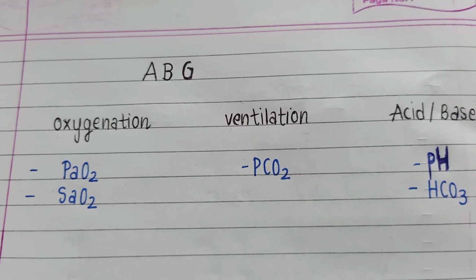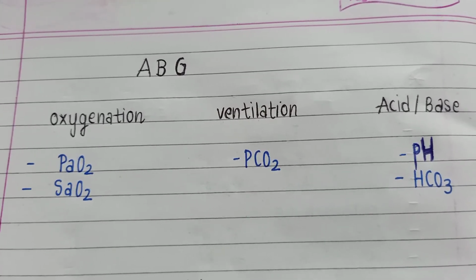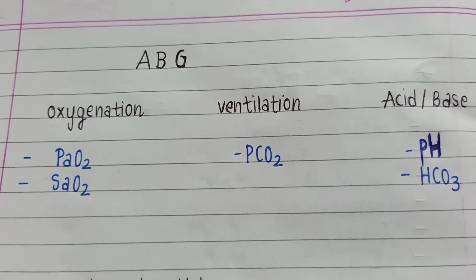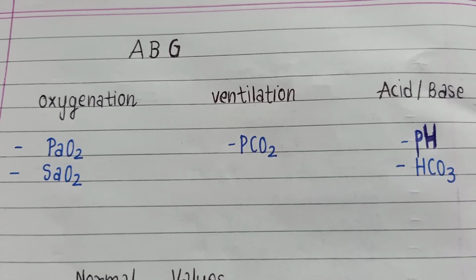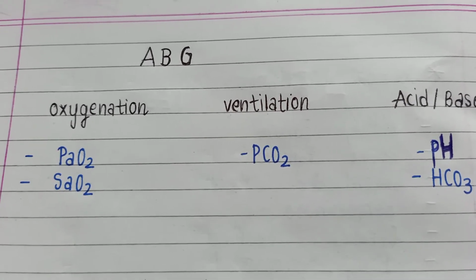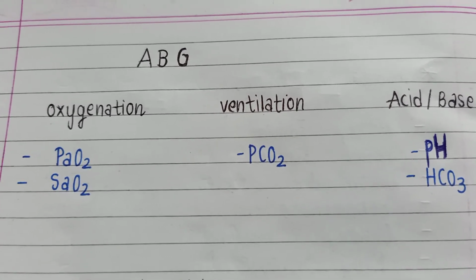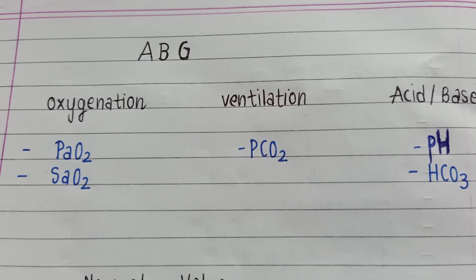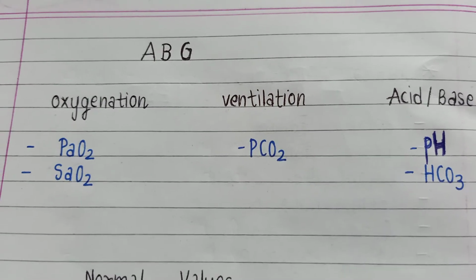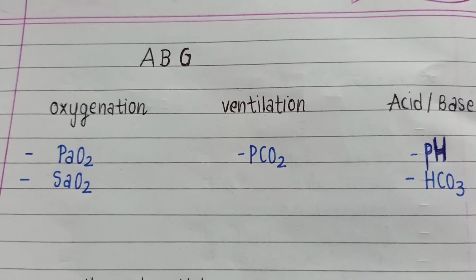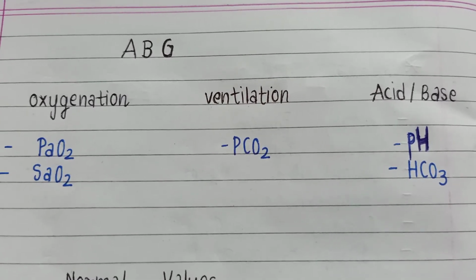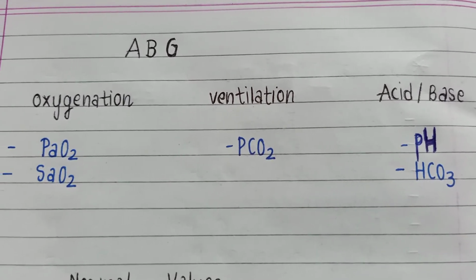There are three parameters in the ABG test: oxygenation, ventilation and acid base. We all know that in the intensive care unit these three are very important parameters. For oxygenation we see the PaO2, that is the partial pressure of oxygen, and then SaO2, that is the saturated oxygen. For ventilation we see the PCO2, that is the partial pressure of carbon dioxide, and for the acid base we see the pH and the bicarbonate values.